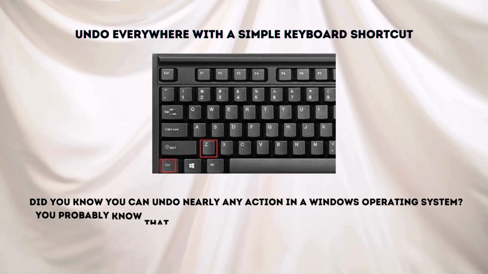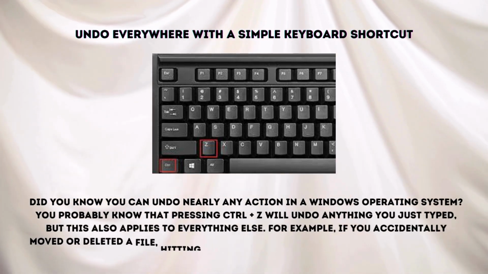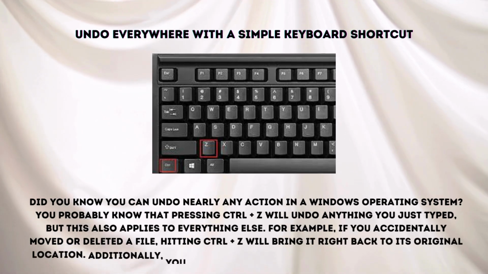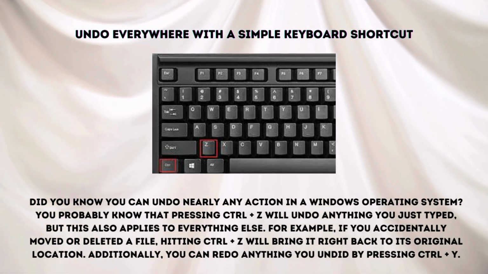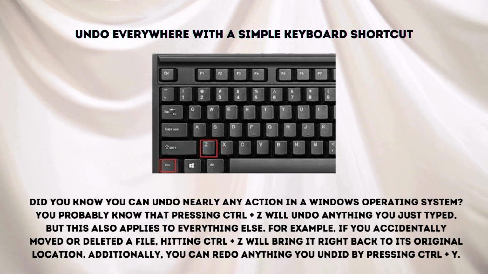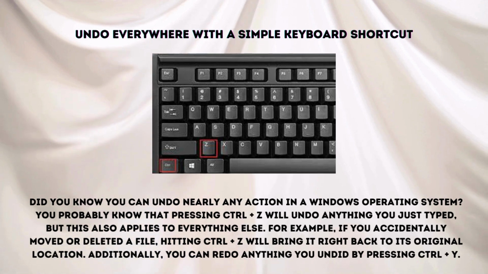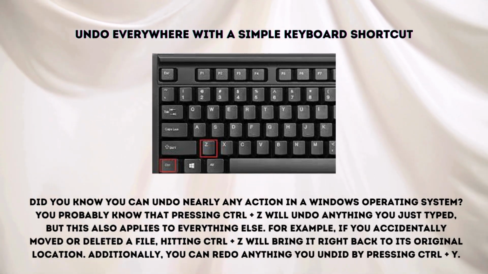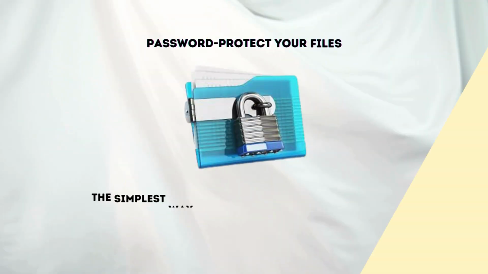Undo everywhere with a simple keyboard shortcut. Did you know you can undo nearly any action in a Windows operating system? You probably know that pressing Ctrl-Z will undo anything you just typed, but this also applies to everything else. For example, if you accidentally moved or deleted a file, hitting Ctrl-Z will bring it right back to its original location. Additionally, you can redo anything you undid by pressing Ctrl-Y.